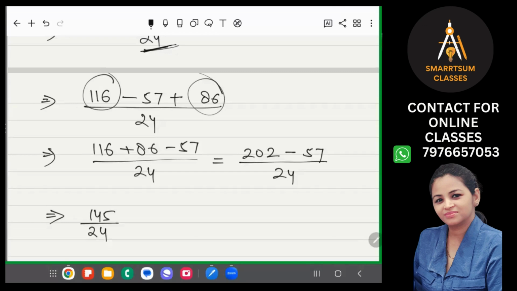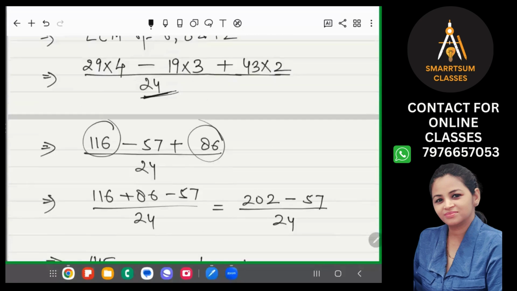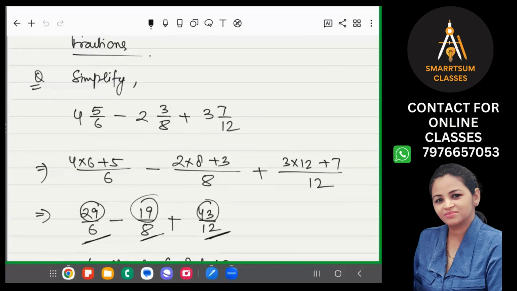Now, this 145 by 24 is an improper fraction. Yes or no? This is an improper fraction, meaning the numerator is bigger than the denominator. So you can divide it or convert it into a mixed fraction. It will go 6 times. So what will you get? 6 and 1 by 24. So this is the answer when you simplify these fractions directly. Is that clear?